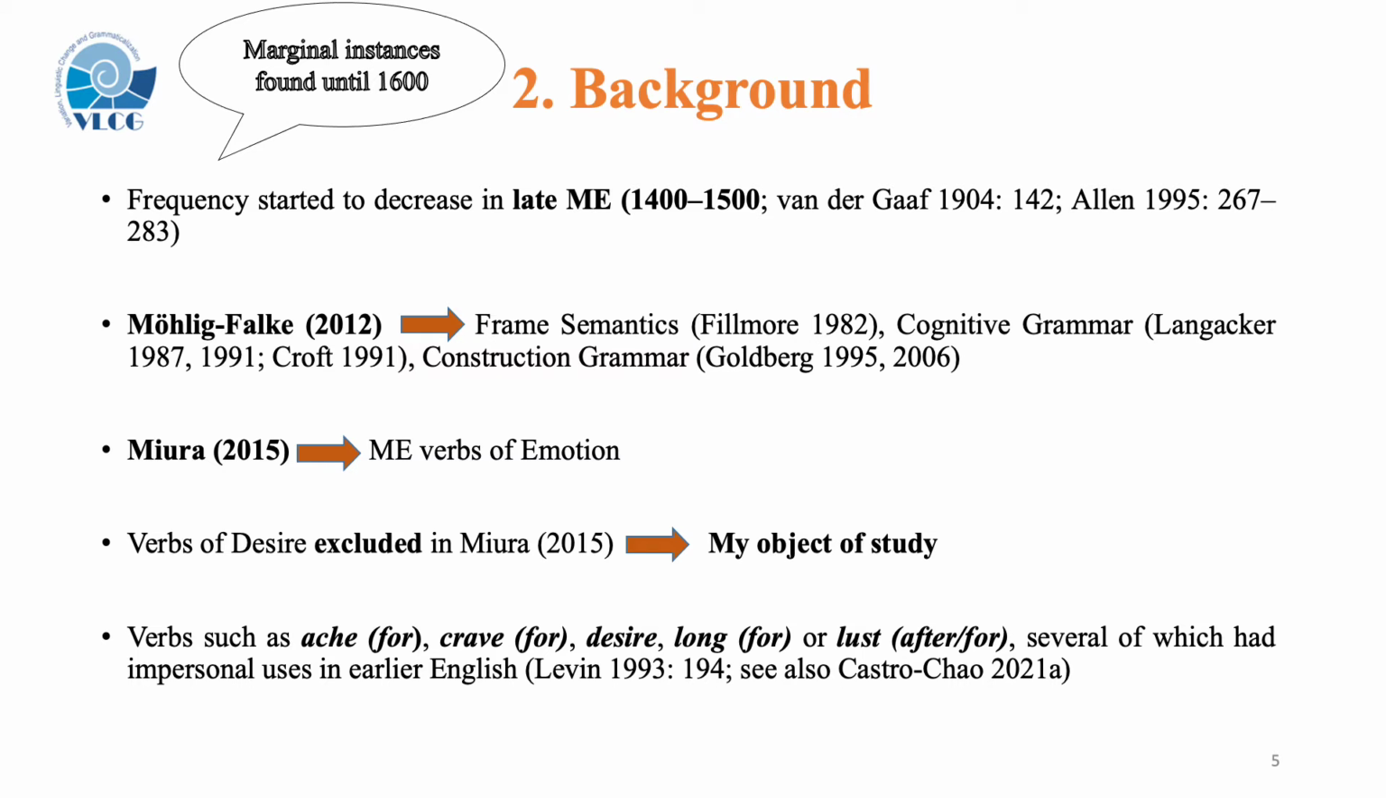Miura undertakes the study of Middle English verbs of emotion, although she decides to exclude the class of verbs of desire, and this is the reason why I select them as my object of study. The class of verbs of desire includes items such as ache for, crave for, desire, long for or lust after, and several of these verbs had impersonal uses in earlier English.